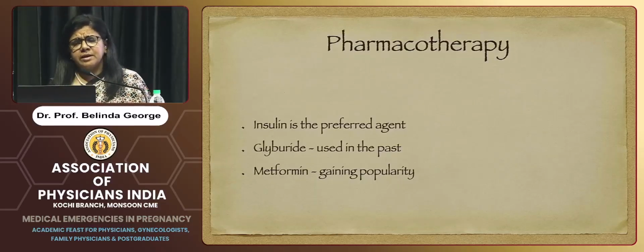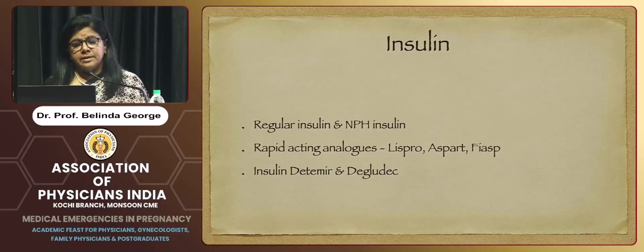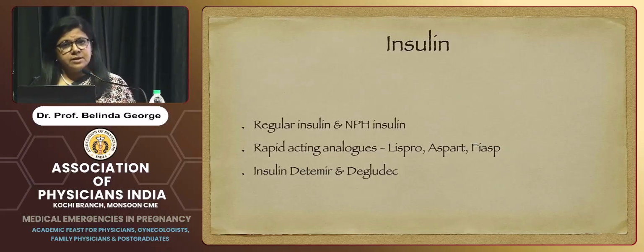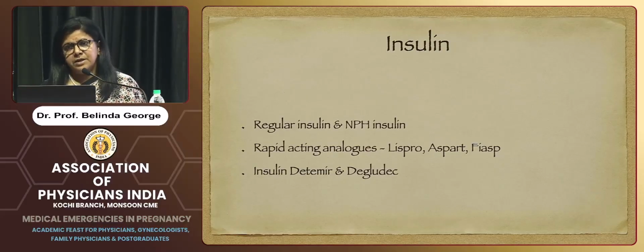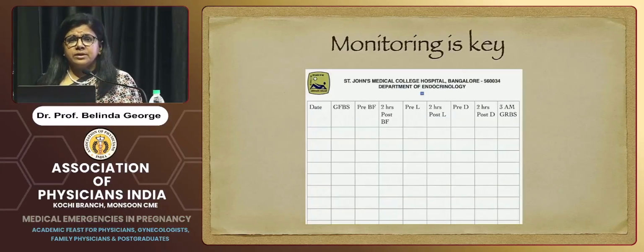So with regards to pharmacotherapy, like I mentioned, insulin is the preferred agent. Glyburide, which is glibenclamide, was used in the past, and metformin is now gaining popularity. All insulins are safe except glargine and glulisine. Most of the others have been approved in pregnancy. Earlier we used to use only regular insulin and NPH insulin. But now, after the analogs have received approval for the last decade or so, we're very comfortable using rapid-acting analogs and a basal insulin like either detemir or degludec. But the most important thing, like I mentioned, is monitoring. Without monitoring, we will not achieve glycemic targets.